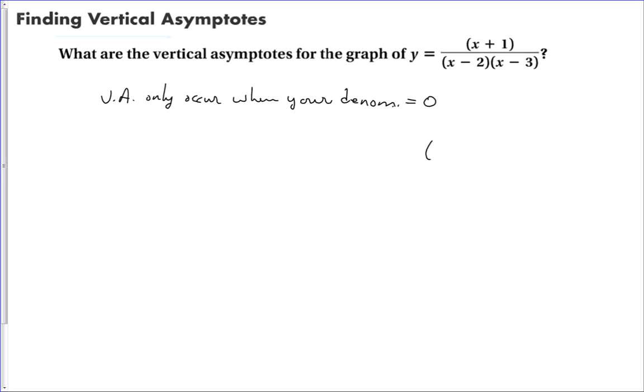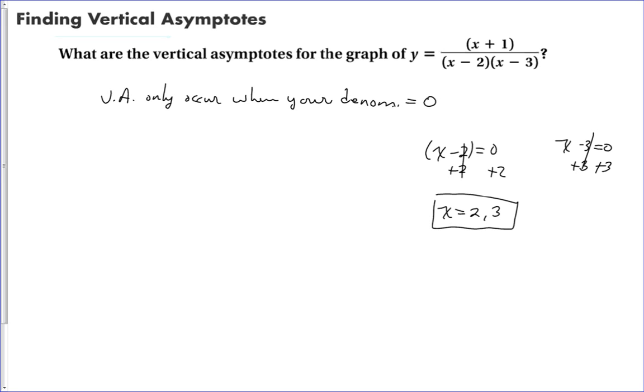So what we're going to do is take x minus 2, set it equal to 0, solve for x, so add 2 and 2, so x equals 2. We're going to do the same thing with the 3, so x equals 3. Okay, so we have two vertical asymptotes at x equals 2 and x equals 3.